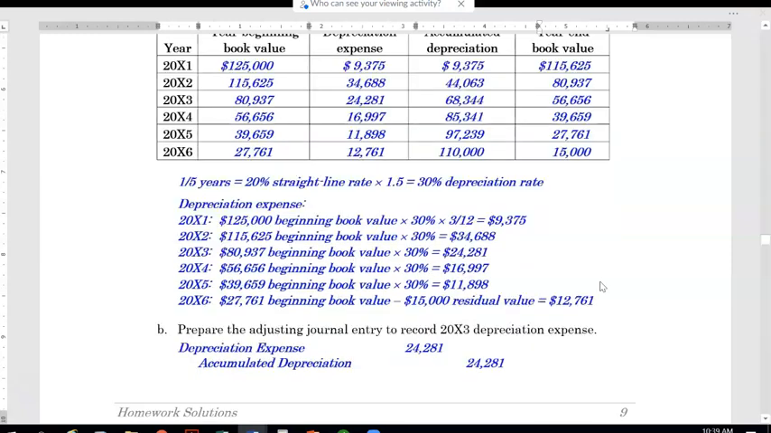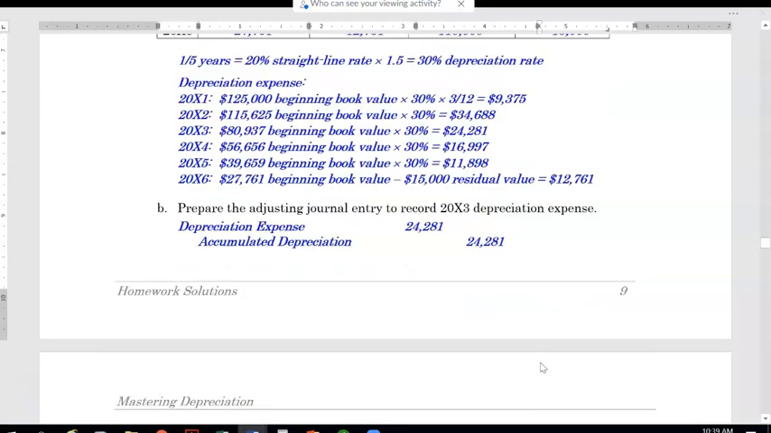Okay. So it says prepare the adjusting journal entry record for year 2013. The depreciation expense is 24,281. So debit depreciation expense, credit accumulated depreciation, and that's the journal entry for year 3.